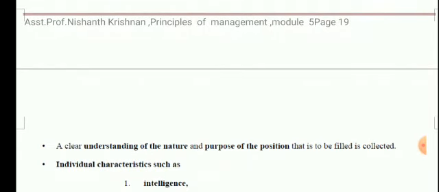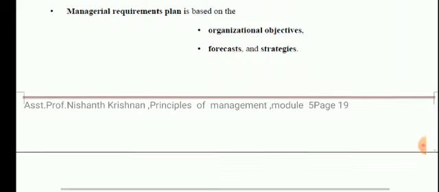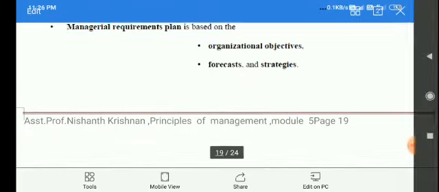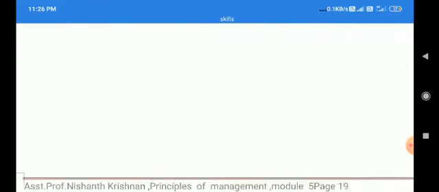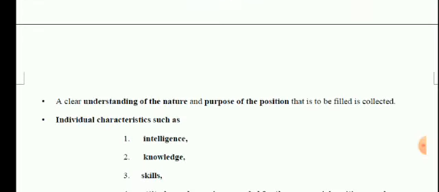Next, a clear understanding of the nature and purpose of the position that is to be filled is collected. That means the managerial requirements plan is based on organization objectives, forecast and strategies, and a clear understanding of the nature and purpose of the managerial position. Position requirement and job design deals with this clear understanding of the position to be filled.